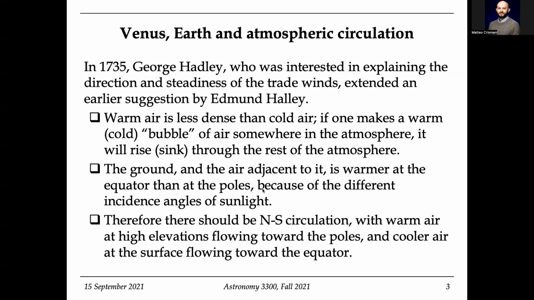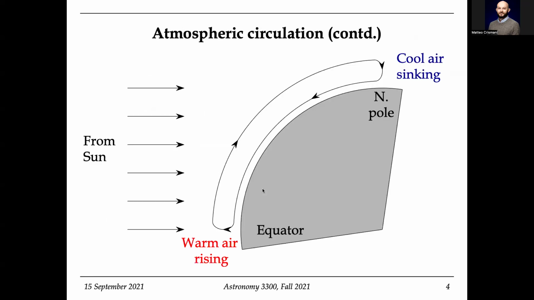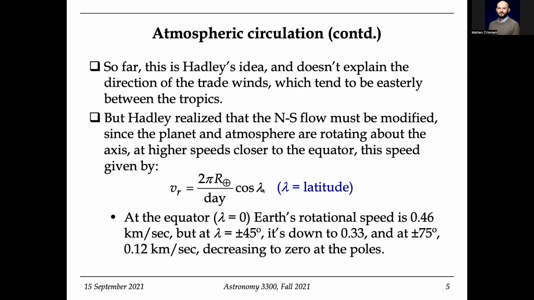It said like that, you know, and then it must sink in the northern hemisphere like that. That's not right. So let's see that in a second. So that was the first approximation, right? It's wrong. So the trade winds are not explained by that.